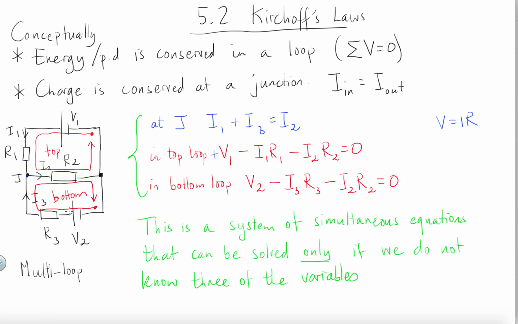And then similarly for the bottom loop, I change the direction of my loop to make me go across from the negative to positive of the cell down here. I get V2 minus I3 R3 minus I2 R2, because this section is common to both loops, equals 0. So we have a system of simultaneous equations that, if we're given enough variables, we can solve for 3 unknowns. 3 equations means we can solve for 3 unknowns, but if we're given too few, then we cannot solve the equations.